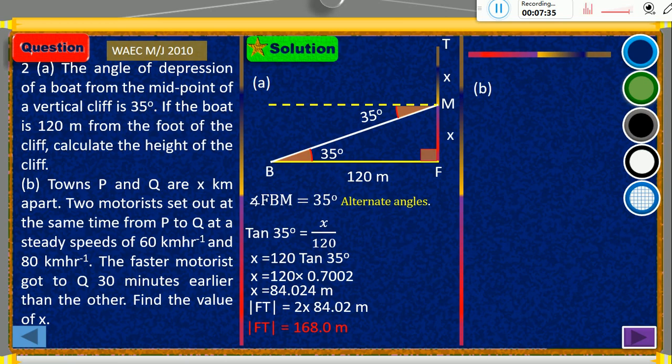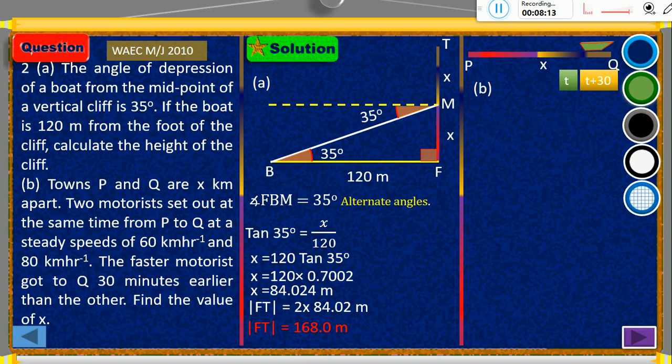For question B, let's look at a little animation to help us understand. That's the distance between P and Q, which is X. Now the two motorists set out at the same time, traveling at different speeds. The faster one is the green, the slower one is the yellow. The faster one got to Q at T. Later, the yellow one arrived at T plus 30 minutes. So the distance traveled, let it be represented by X kilometers.